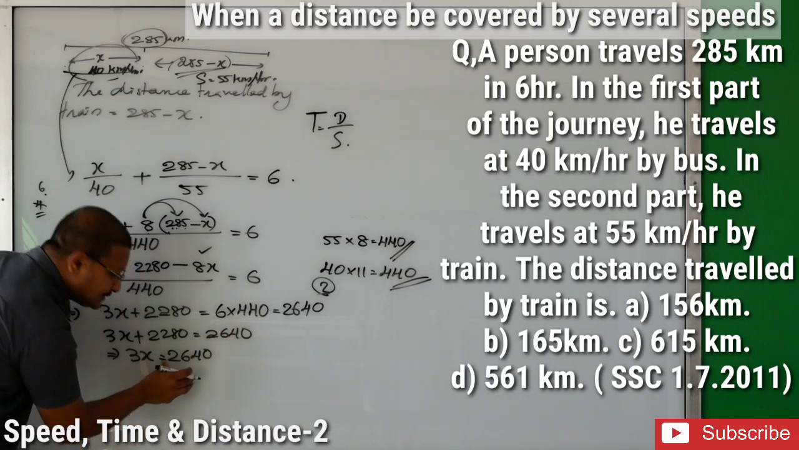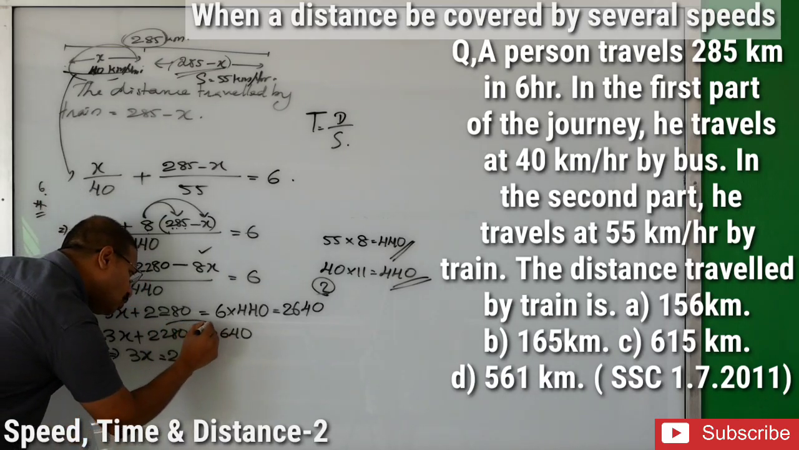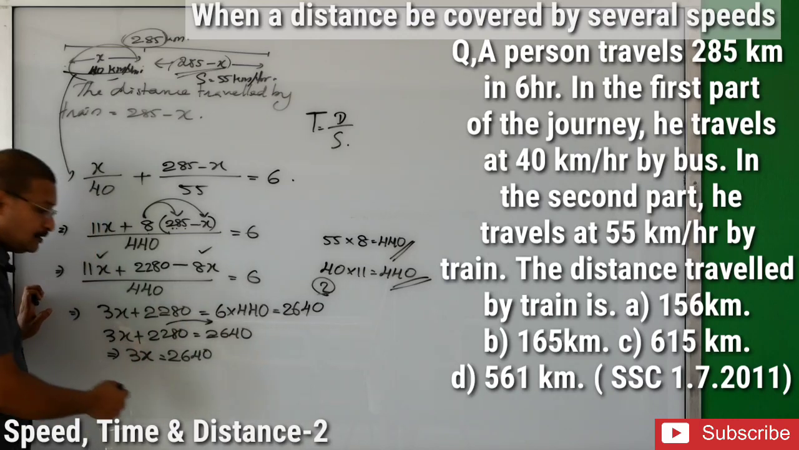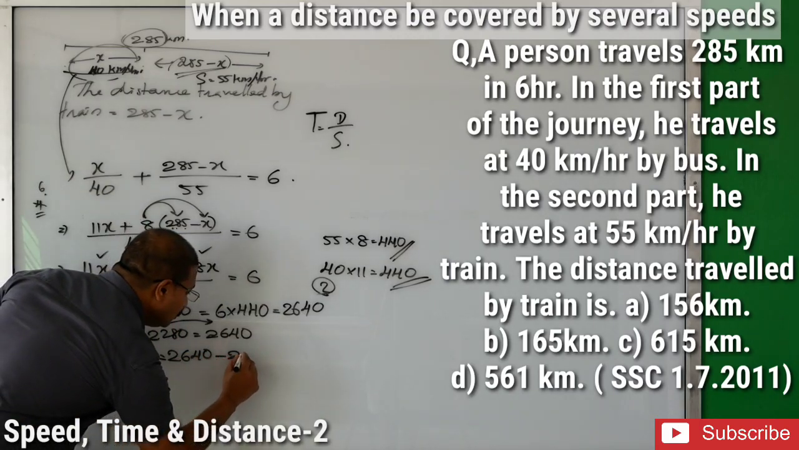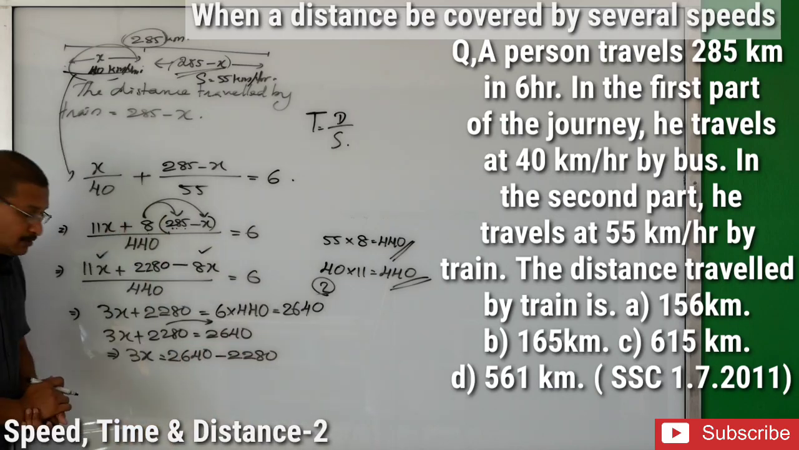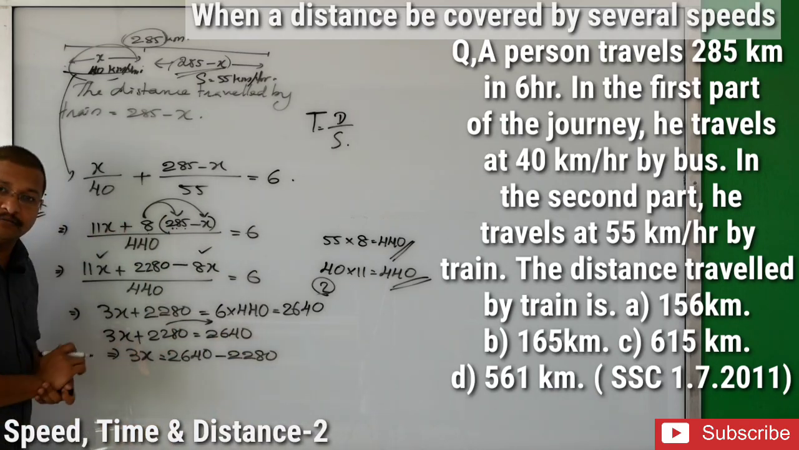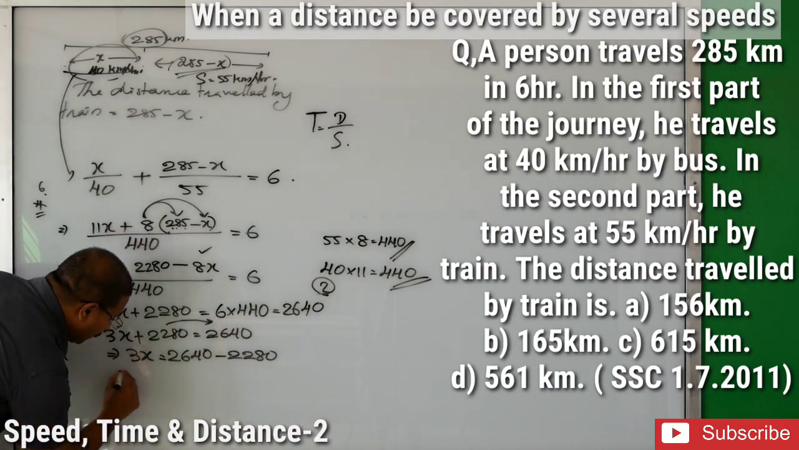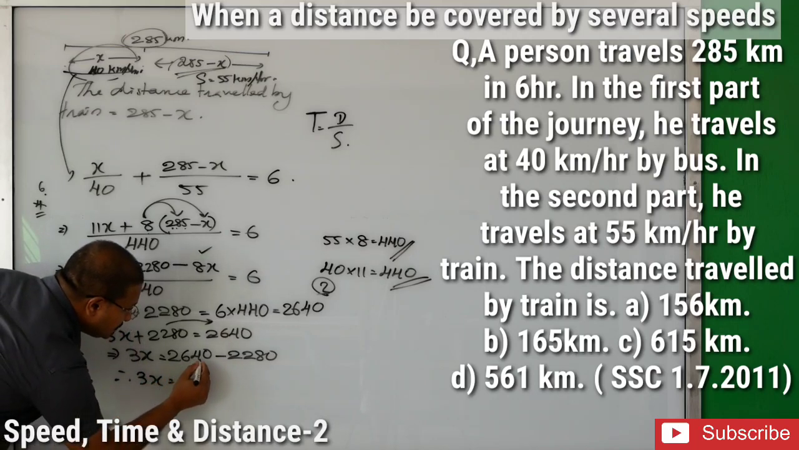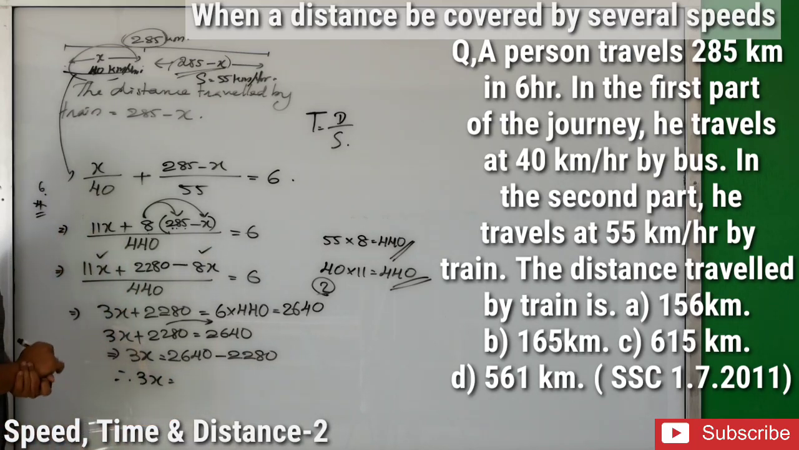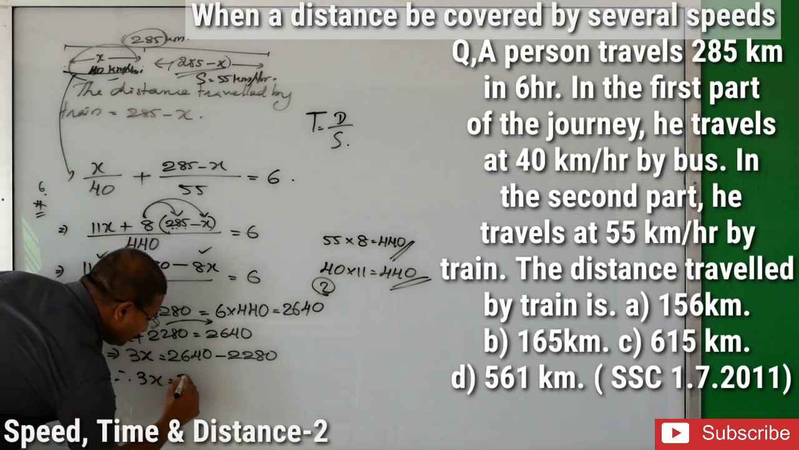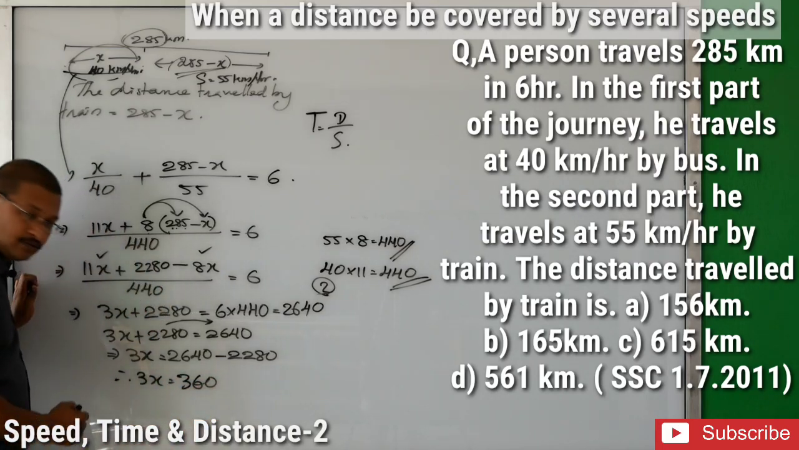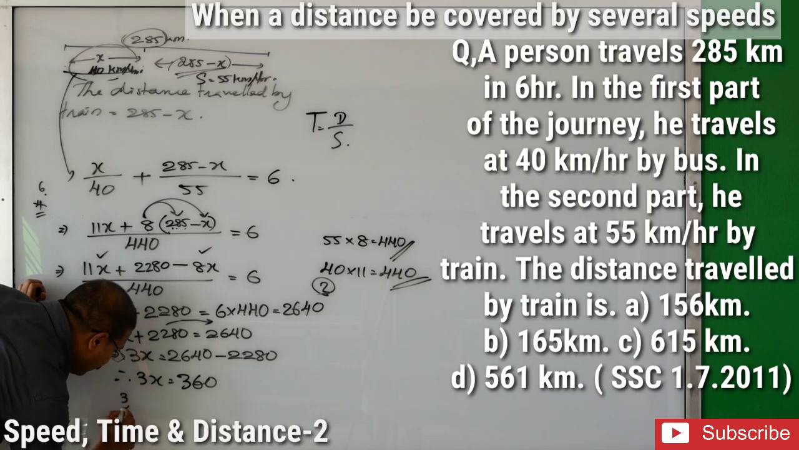2640 is already on the right side, and this 2280 will carry to the next side. It will be minus 2280, because the plus goes to the next side, it will be minus. Now, therefore, 3x equals 2640 minus 2280, 360. Ready? Okay. Now what will you do? By 3 we can cancel.